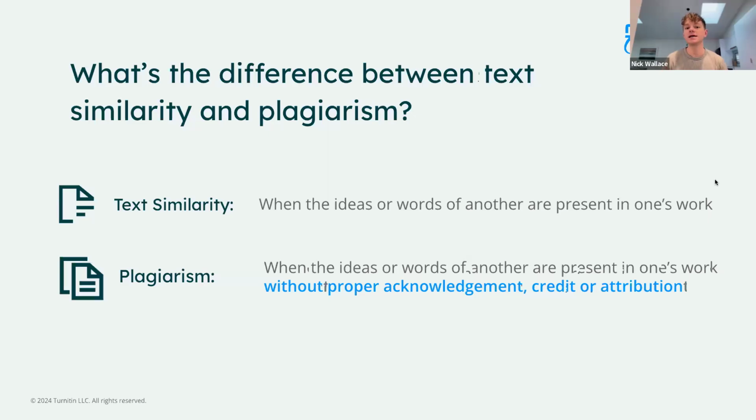Now, it's really important to understand that Turnitin does not detect plagiarism. It will detect text similarity. Really important for us to know that difference there. So text similarity is when the ideas or words of another are present in one's work. Plagiarism is when the ideas or words of another are present in one's work without proper acknowledgement, credit, or attribution.